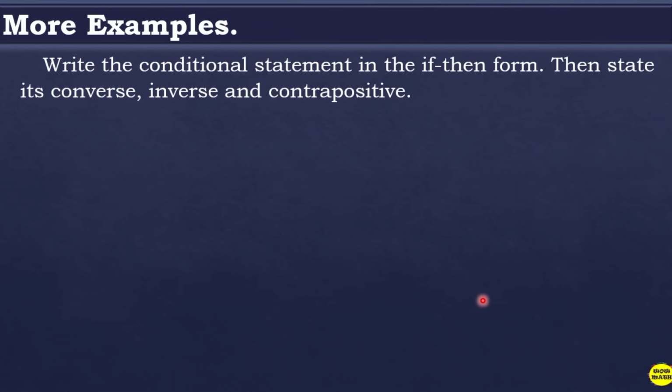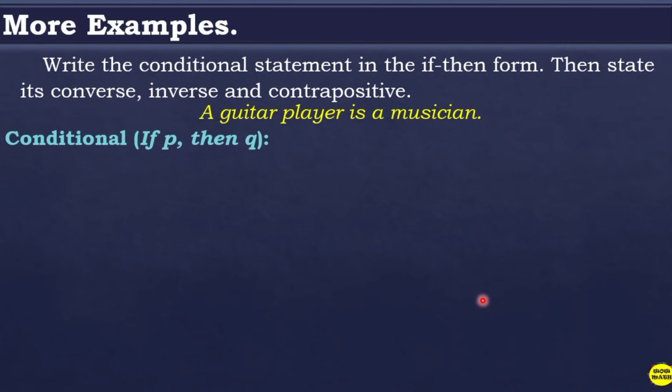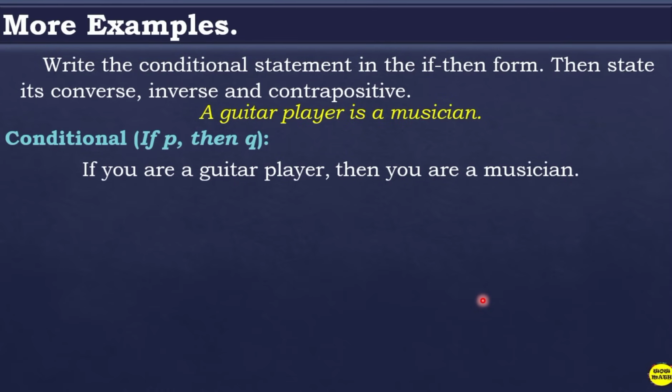Write the conditional statement in the if-then form, then state its converse, inverse, and contrapositive. So, just like what we did sa ating previous slide. So, a guitar, dito naman, given yung ating statement. Okay? A guitar player is a musician. So, gawin natin ang conditional. If P, then Q. So, if you are a guitar player, then you are a musician.